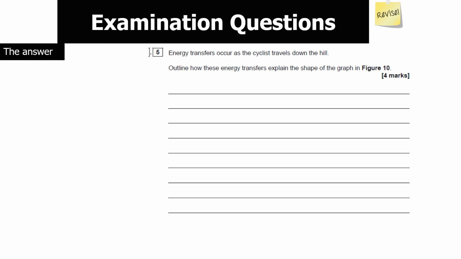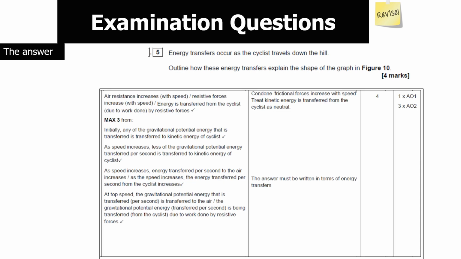Right, so how do you answer this particular question? Well, what you've got to think about is as it goes down the hill, air resistance is going to increase with speed. So you can say for the resistive forces, drag is going to increase with speed. So energy is transferred from the cyclist to the internal energy of the surroundings by these resistive forces.